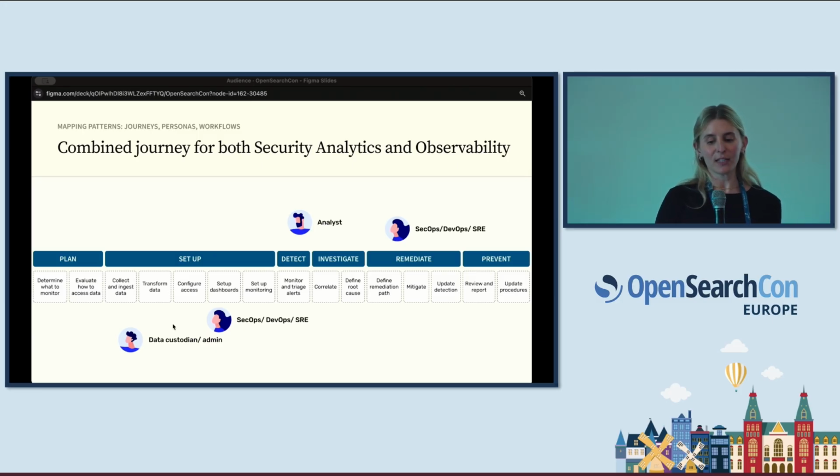And after setup, we see our core end user flows. This is when the analyst triages alerts and kicks off an investigation. During the investigation, they assess the impact and correlate signals to identify potential remediation paths, along with a root cause. At this point, the SecOps, DevOps, or SRE might be called on to complete remediation and prevention measures.